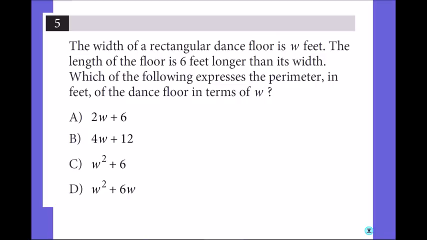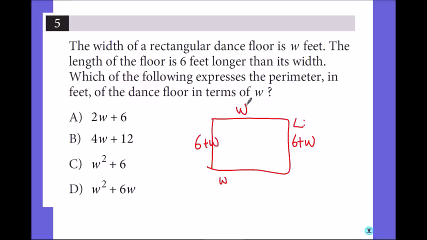Five. The width of the rectangular dance floor is W feet. The width is W. And the length of the floor is 6 feet longer than its width. Okay? So we can write 6 plus W, that's the length, and this is the width. Which expression represents the perimeter in feet in terms of W? So this is 6 plus W, and this is W. For the perimeter, you go around and add it. So it's 1, 2, 3, 4 W's, 4W plus 6 plus 6 is 12. So it is B.